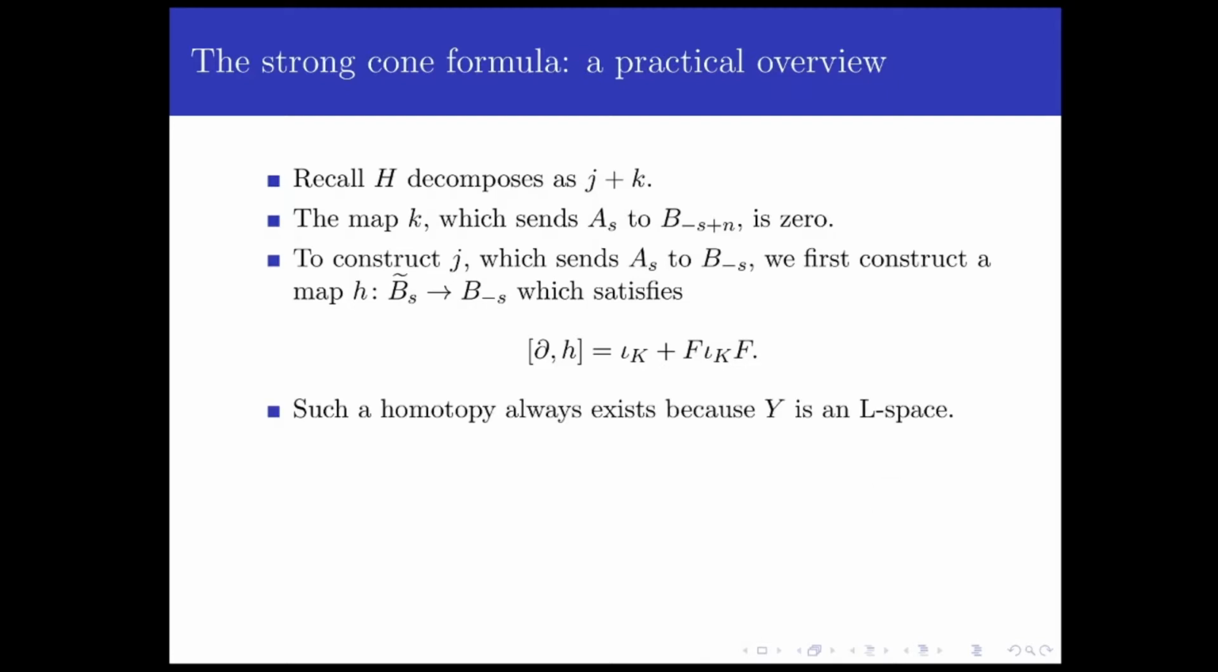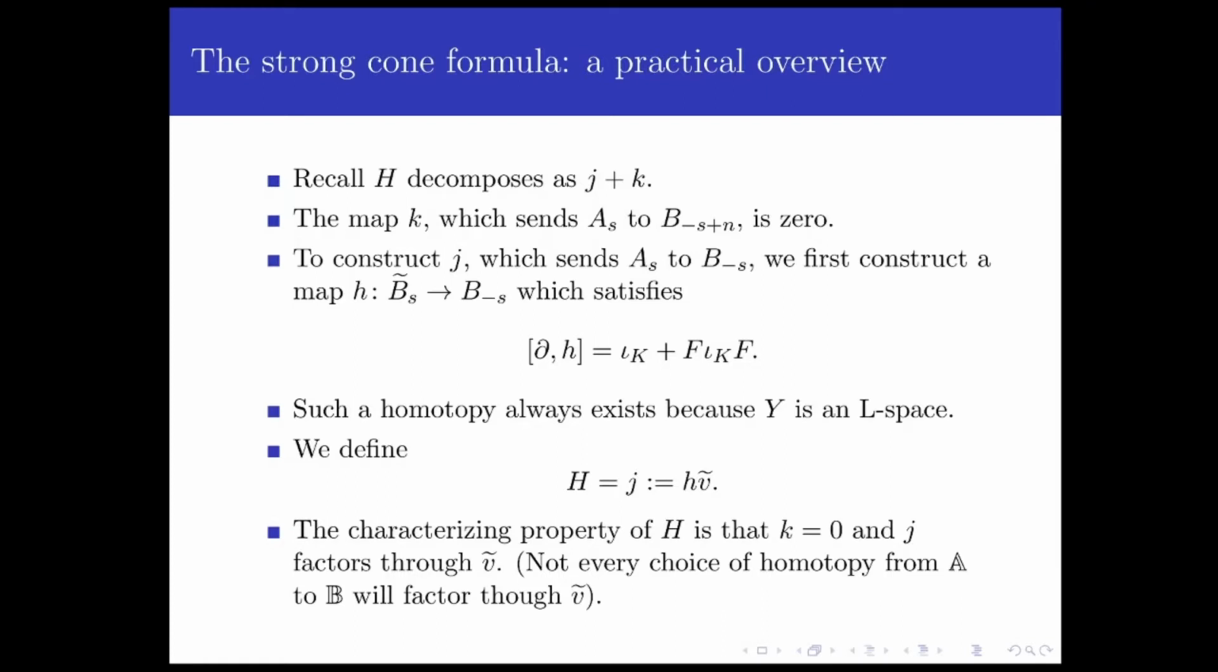Such a homotopy always exists because Y is an L space. And then, without further ado, we just set H to be the composition h composed with V tilde, where V tilde is the inclusion map from AS into BS tilde. And the important property of this definition of H is that we set K equals 0. And the really important thing is that J factors through this inclusion map.